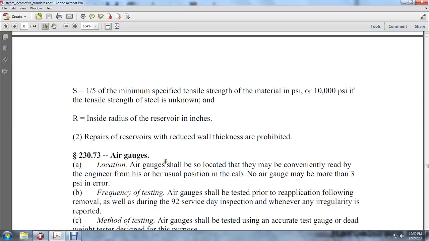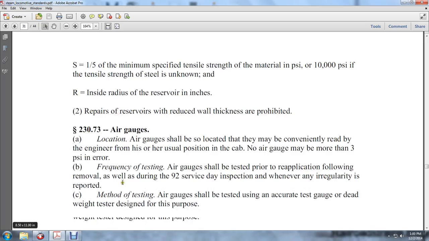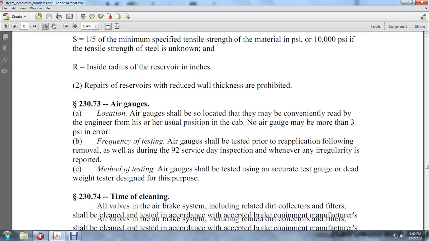23073 Location. Air gauges shall be located so that they may be conveniently read by the engineer in his or her usual position in the cab. No air gauge may be more than 3 psi in error. Frequency of test: air gauges shall be tested prior to the reapplication following removal, during the 92-day service, whenever an irregularity is reported. Method of testing: air gauges shall be tested using an accurate test gauge or dead weight tester designed for the purpose.